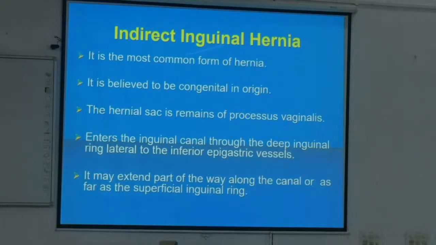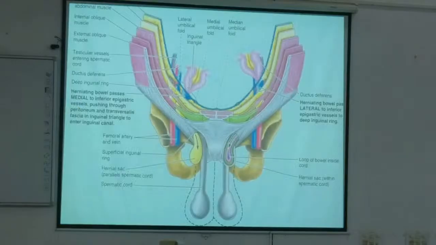So indirect inguinal hernia is the most common form of hernia, believed to be congenital in origin. Hernial sac is the remains of processus vaginalis, and enters the inguinal canal through the deep ring lateral to the inferior epigastric vessels. It may extend part of the way along the canal or as far as the superficial inguinal ring. That is the extent.